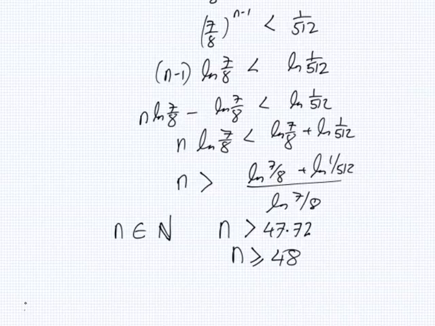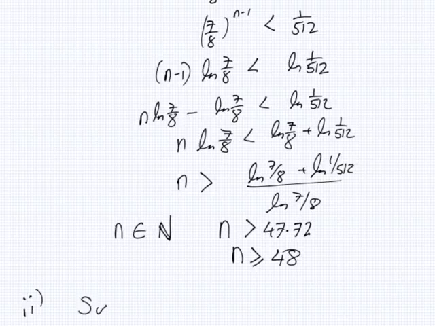Okay, part 2. Find S infinity. Well, that's just a over 1 minus r, which is 512 over 1 minus 7/8, which is 1/8, which is 4096. Yeah. Okay.